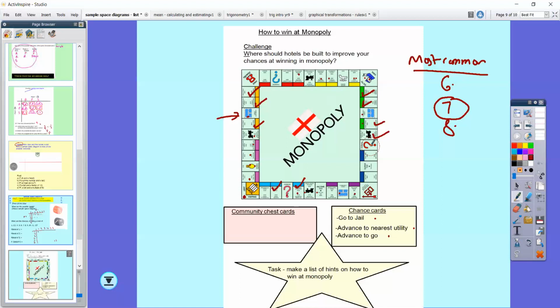Years to come, they might remember, oh, I remember we did that lesson where we tried to work out how we could win Monopoly. I mean, as a teacher, when you hear that, that's probably one of the most warming things you can hear. Anyway, I hope this gives you some ideas.